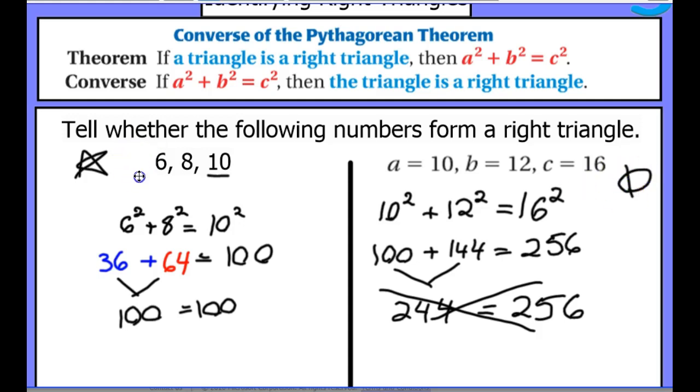So the first one was a right triangle, the second one was not, because they do not equal. a squared plus b squared does not equal c squared.